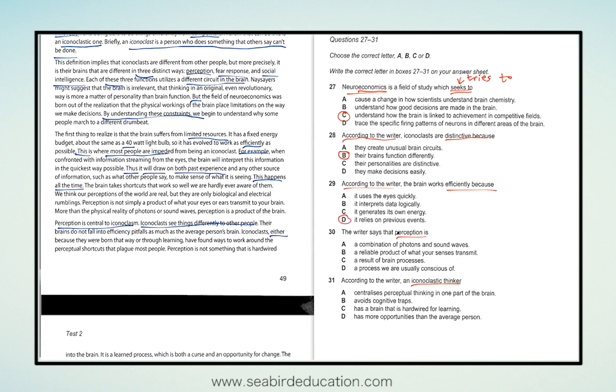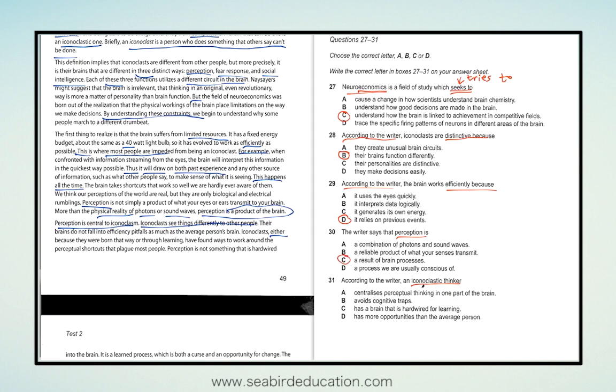The writer says that perception is, okay, what's this keyword, perception, is not simply a product of what the eyes see or ears transmit to your brain. More than the physical reality of photons and sound waves, a product of the brain. A reliable, no. Combination, no. Result of brain process, yes. Process we're usually conscious of, no.